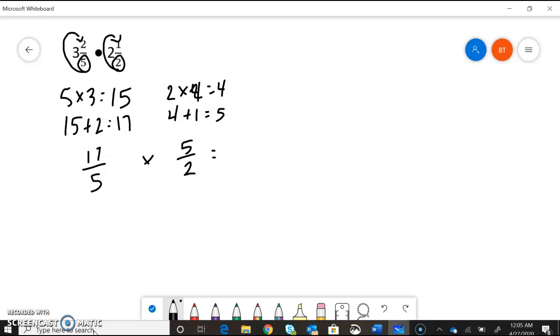So now what we need to do is multiply across. And 17 times 5 is going to give us 85. Then 5 times 2 is 10. Now what we need to do is simplify this. So we're going to divide.